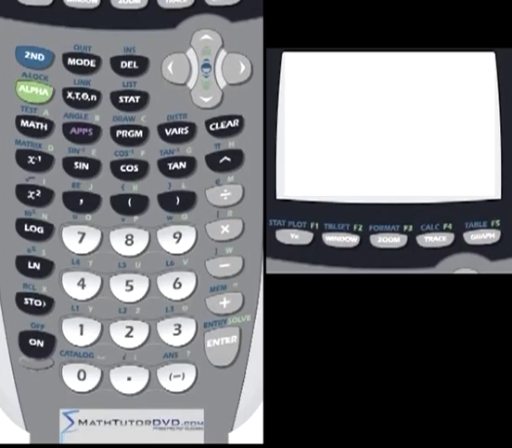Hello, in this section of the TI-84 tutorial, we're going to explore two functions that can come in handy at times for this calculator, and those are the functions to take the numerical derivative or the numerical integral. So basically taking a derivative or an integral using your calculator.